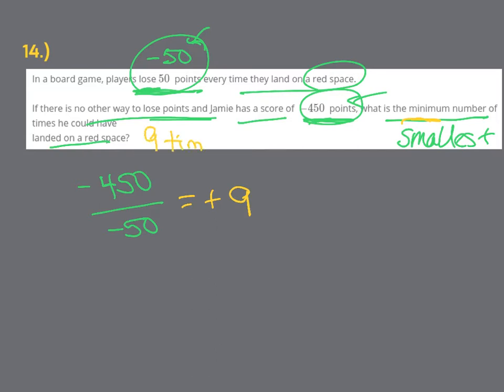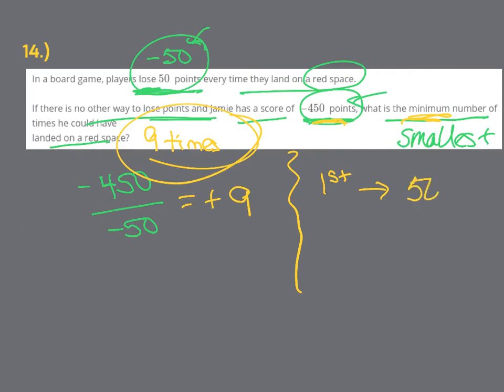Now you might be thinking to yourself, but why 9? That's weird. Why the smallest? Of course, Jamie landed on it 9 times. Well, not necessarily, because think about it. Now this is an aside, this is your correct answer. But just so that you truly understand, to get to negative 450, what if in the first round, Jamie gained 50 points? Well, now to get all the way down to negative 450, it's a further distance than the 9. So that's why they ask the minimum or the smallest number. So just to understand what that says, semantics, the words that they're using, now you do.